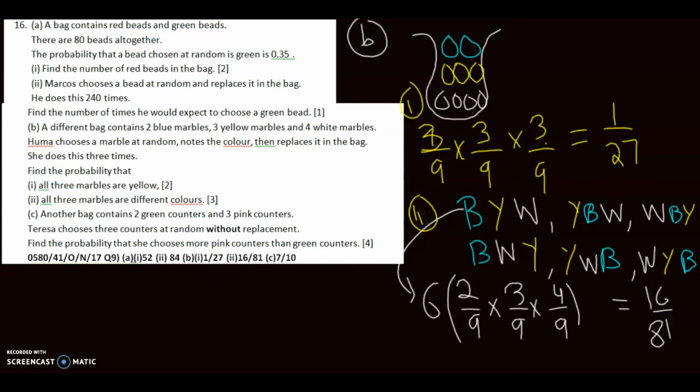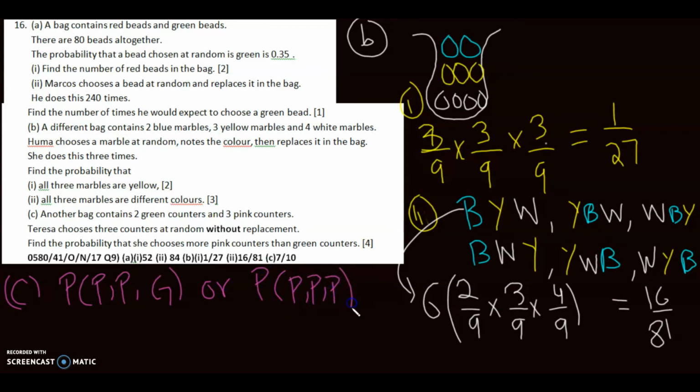So now on to part C, which says another bag contains 2 green counters and 3 pink counters. Teresa chooses 3 counters at random without replacement. Find the probability that she chooses more pink counters than green counters. So that means we're looking at the option pink, then again pink, and then green, or pink and pink. So let's find this probability.